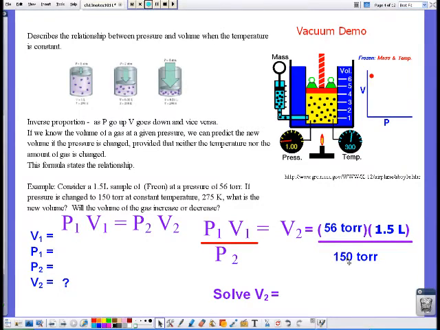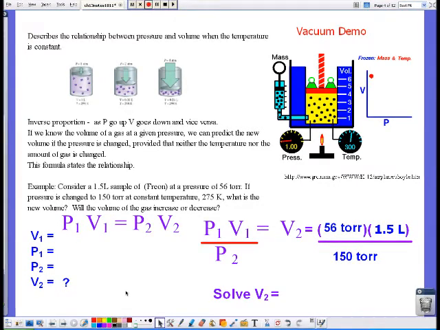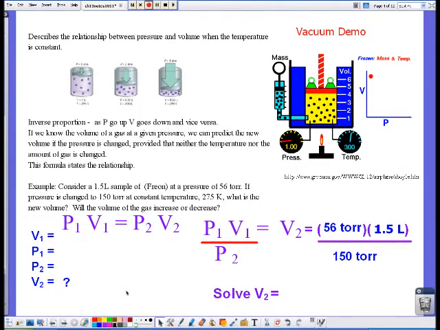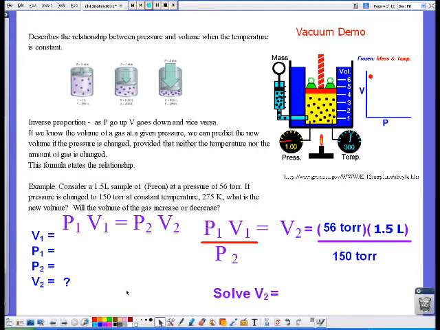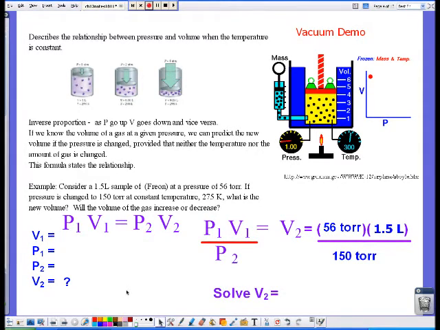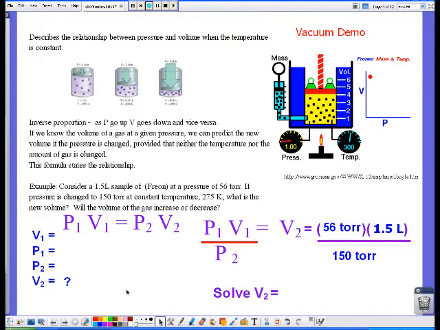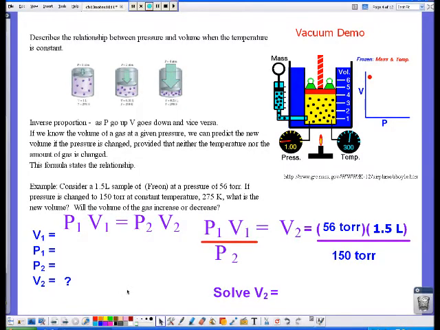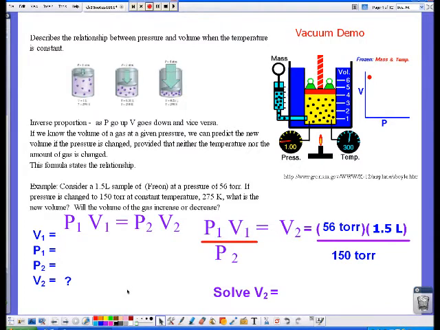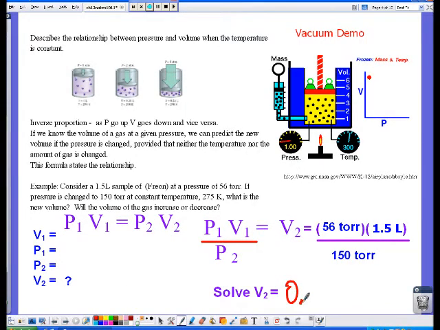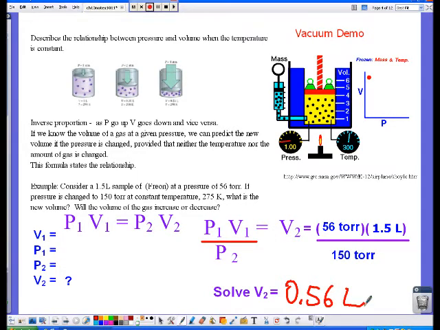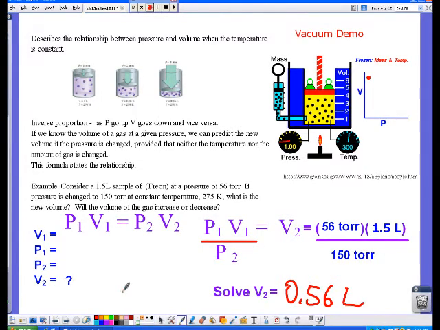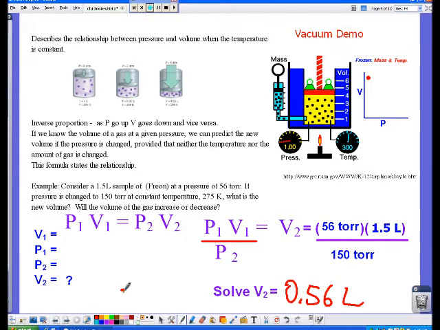What are you expecting to happen to the volume? Should it go up? Should it go down? The pressure is increasing, so what should happen to the volume? It should decrease. And it's always good to use that logic to evaluate your answer before you get it. I have a volume of 0.56 liters. So it did decrease. It decreased by about a third because the pressure tripled. If the pressure tripled, then the volume should go down by a third.